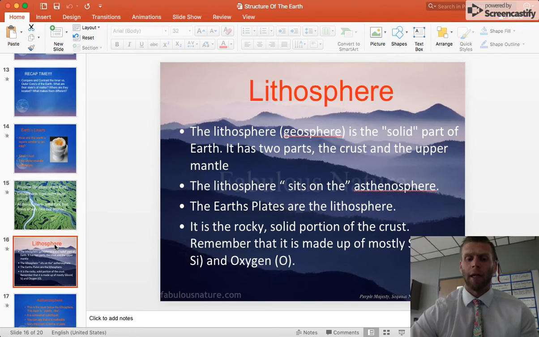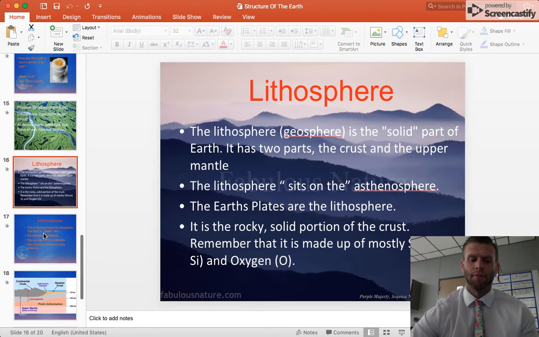Our tectonic plates that you learned about in previous years, that is what the lithosphere is. It's the rocky solid portion of the crust. Remember that it's made up of mostly silicon and oxygen. So the lithosphere is made up of silicon and oxygen.